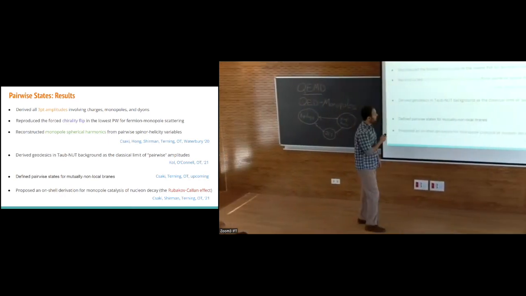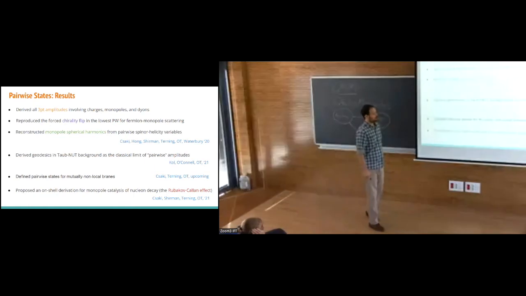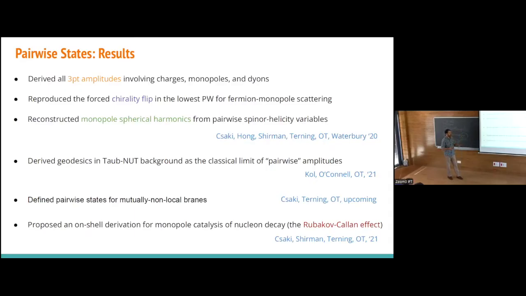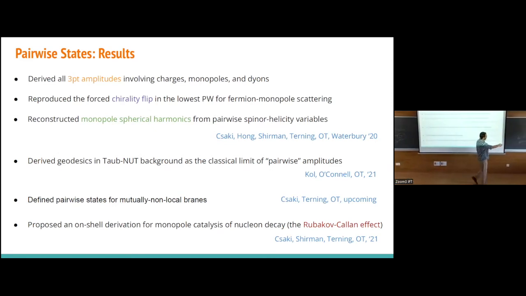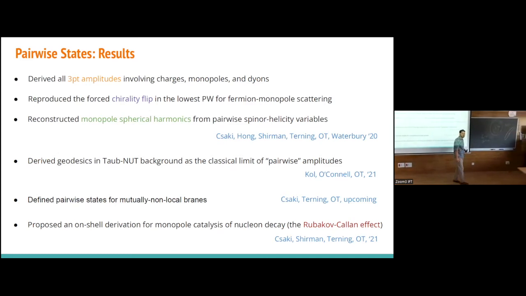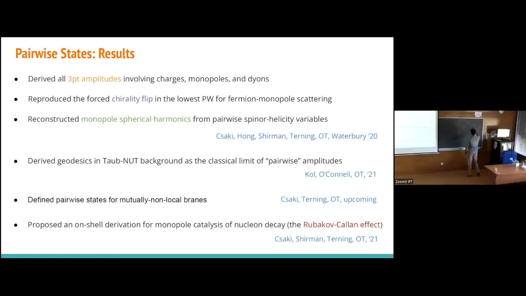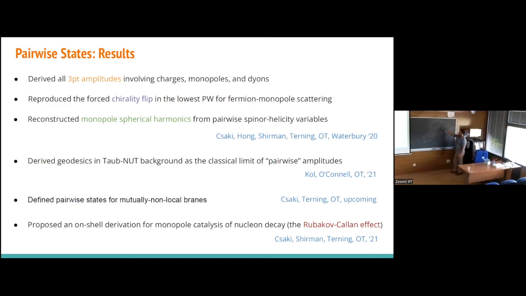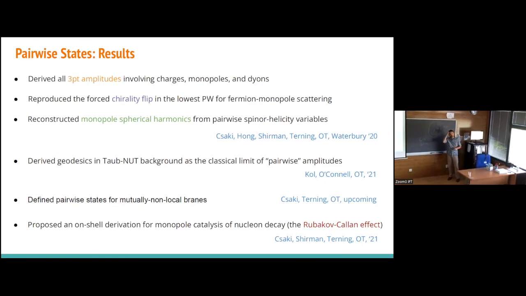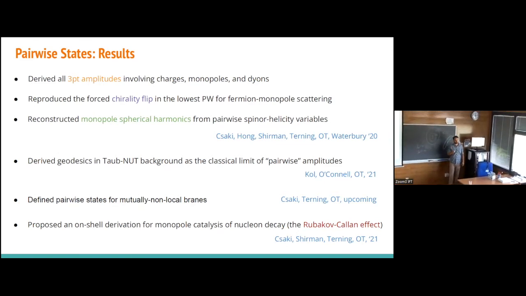We also reconstructed monopole spherical harmonics from contracting together spinor helicity variables that transform under this extra angular momentum, and did many other things that you can see here. And the last thing I want to point out is that the GUT version of this process is monopole catalysis of proton decay. It's the fact that I throw in a proton, and this is an SU(5) GUT monopole. What comes out has to be an electron and a pion. And this is, again, a process which is not suppressed by the mass of the monopole.